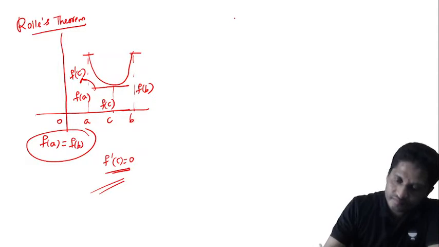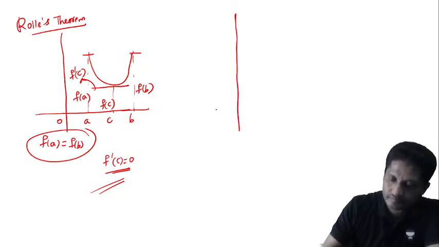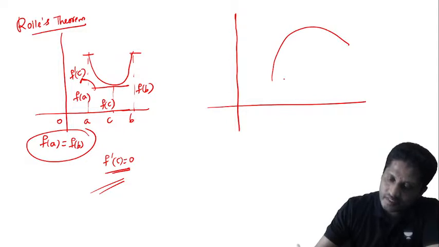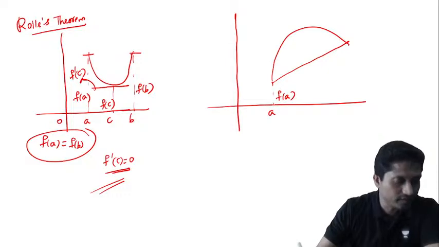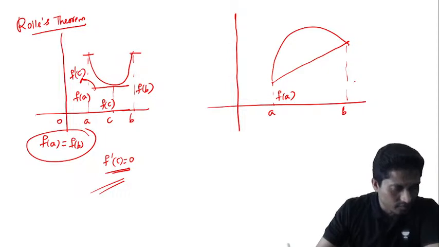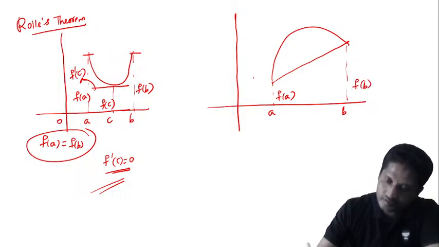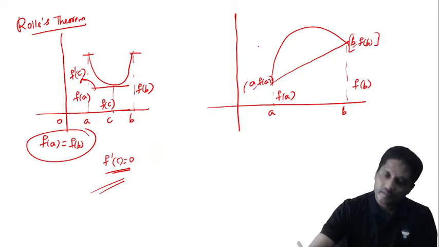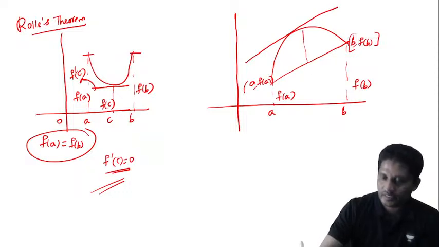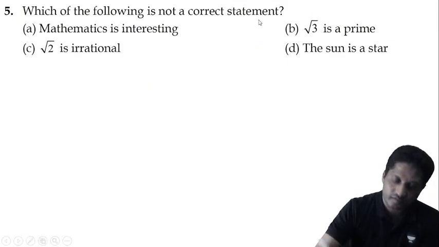MVT will be like this. Mean value theorem will be continuous in the closed interval, differentiable in the open interval. If I take this as a, this fellow will be equal to f of a. If I take this as b, this will be equal to f of b. This will be equal to a comma f of a. Then this will be equal to b comma f of b. Now if I join this, then you get c, this fellow is equal to f of c, and this fellow will be equal to f dash of c.